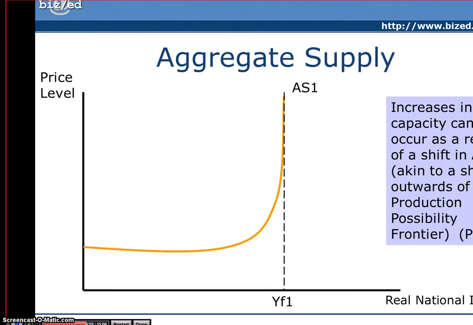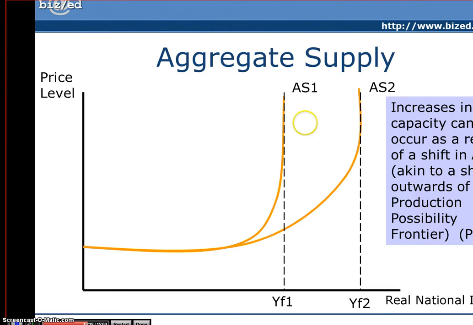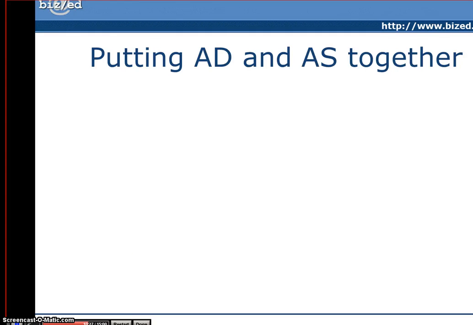Okay, so again, increases in capacity can occur which will shift the aggregate supply curve. It's kind of like shifting the production possibility frontier out, so it shifts like that. We don't typically deal with YF shifting out in NCEA, so you can kind of ignore that. But if something happens to increase the amount we can produce as a country, then aggregate supply will shift out and so will YF.